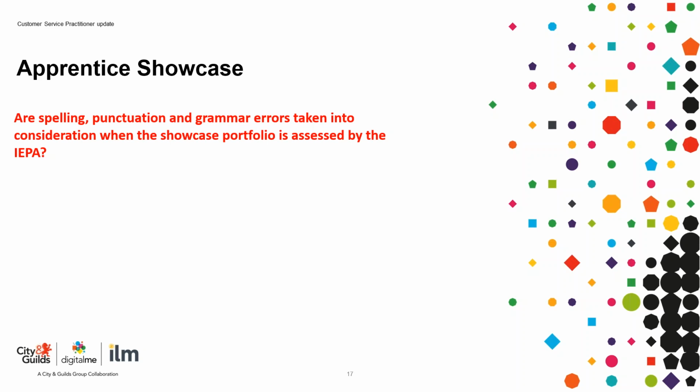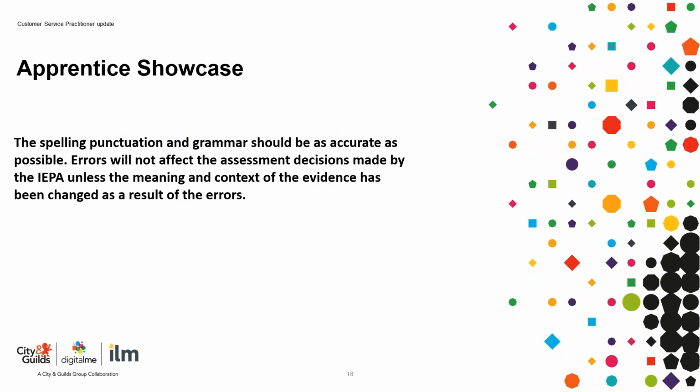support you. So the next question: are spelling, punctuation and grammar errors taken into consideration when the showcase portfolio is assessed by the EPA? Now, of course, it's good practice that spelling, punctuation and grammar should be as accurate as possible in all apprentices' work, and we should be encouraging them to check this and make sure that it's as accurate as possible.